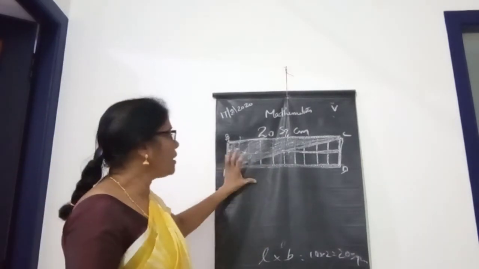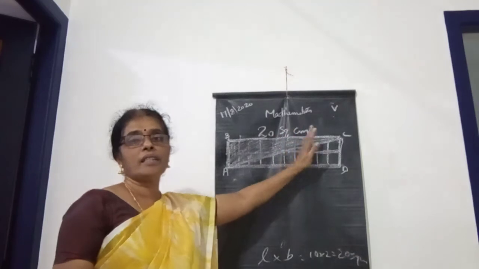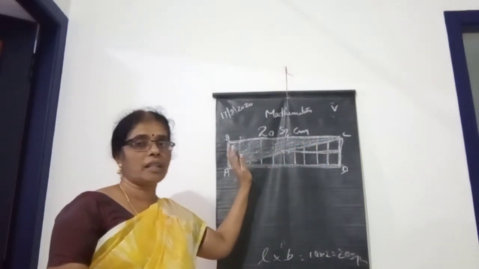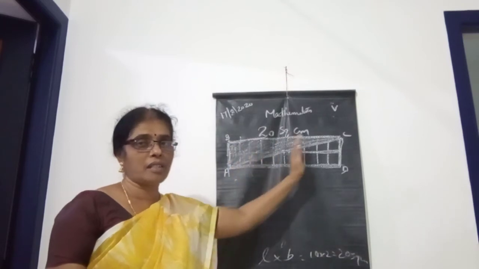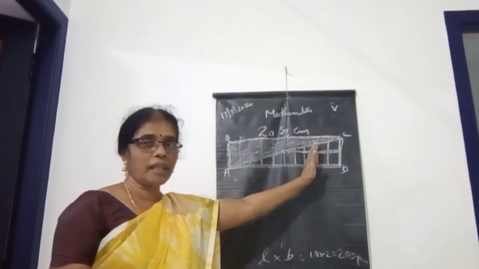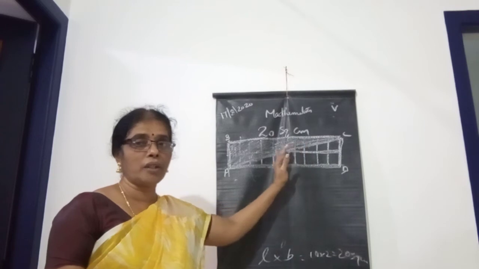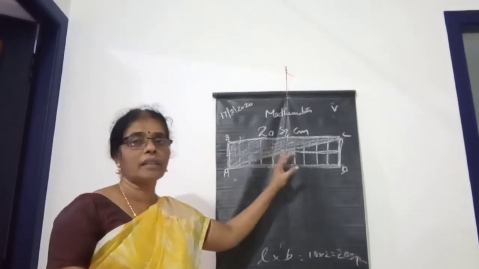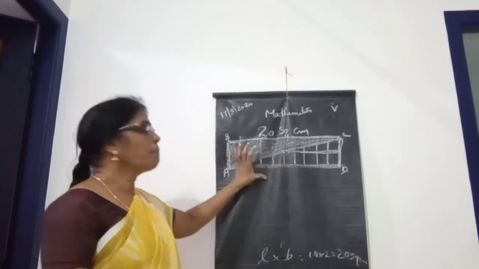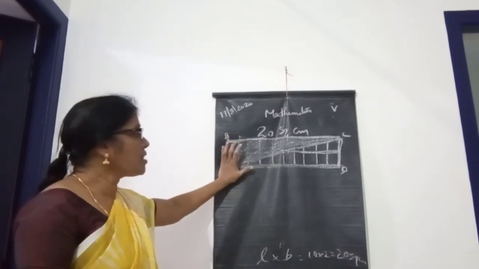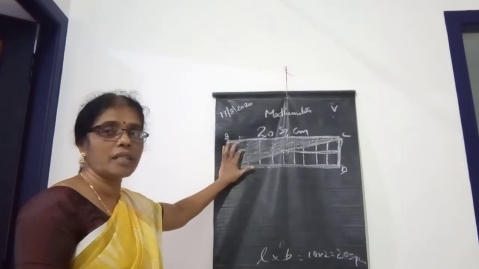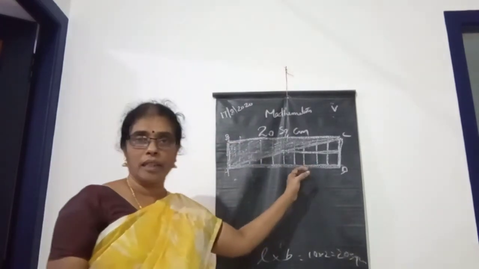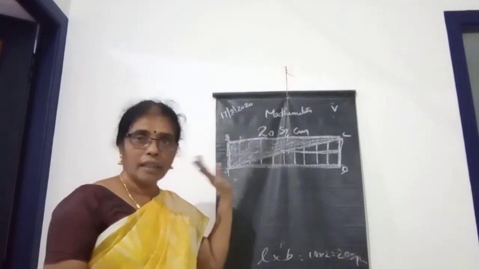Yes, okay. Then this is the 20 square centimeter rectangle. In this rectangle, we draw a straight line through the center, and that straight line divides this rectangle into two equal triangles. That means if the area of triangle ABC is 10 square centimeter, then the area of ADC is also 10 square centimeter, because they are two equal triangles, isn't it?